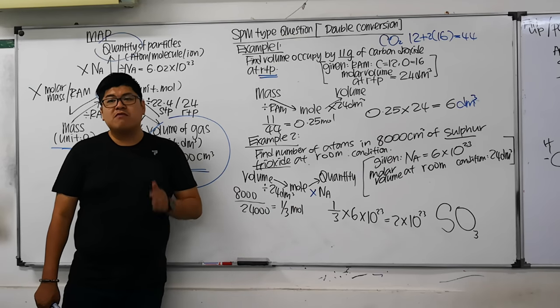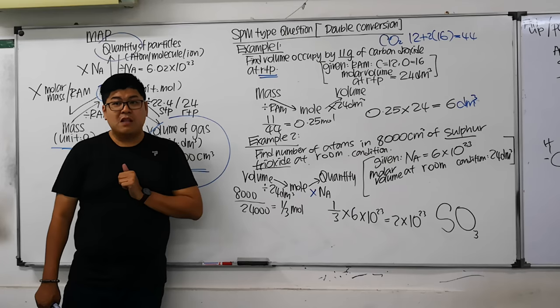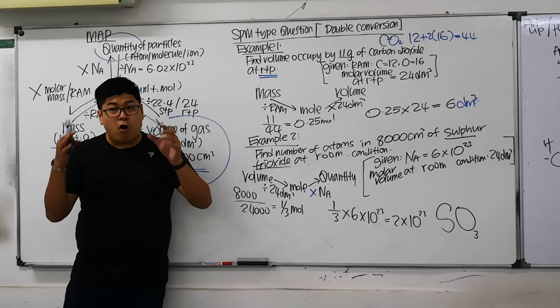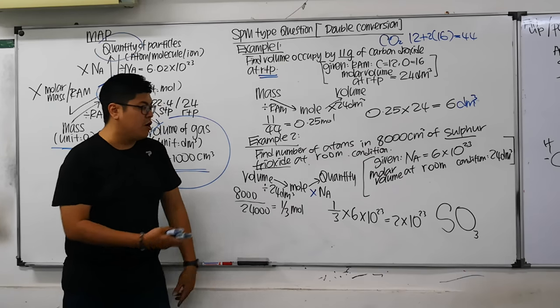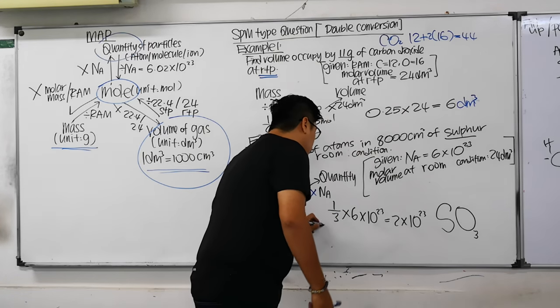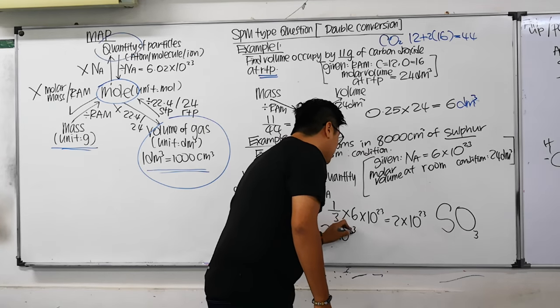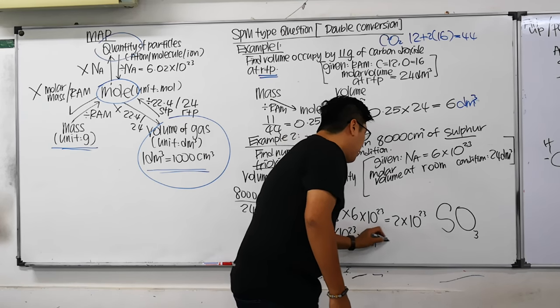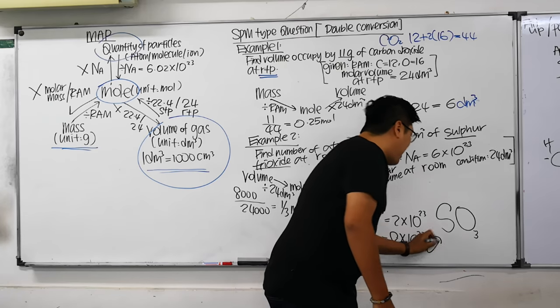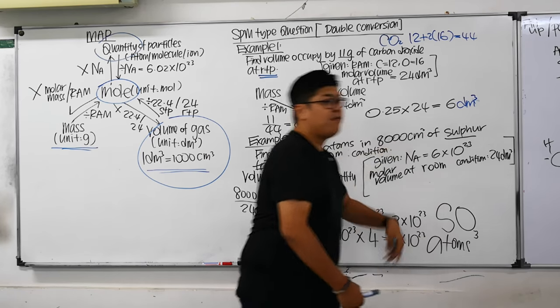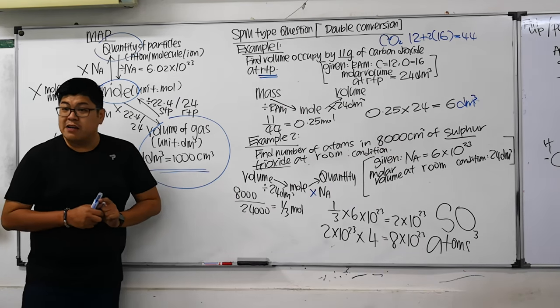Moment of truth. Times or divide? Times, because I break it down to form more atoms. Very good, all of you learned something. So 2 times 10 power 23, the magic number is 4, times 4, I get 8 times 10 power 23. This is the amount of atoms I have. Finished. End of story.